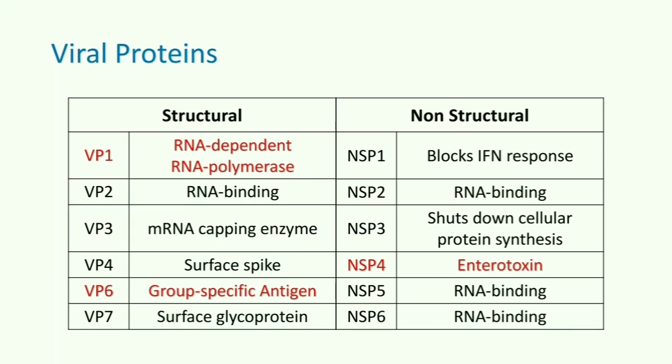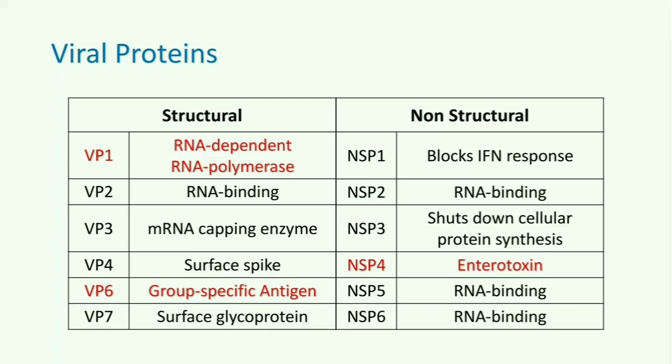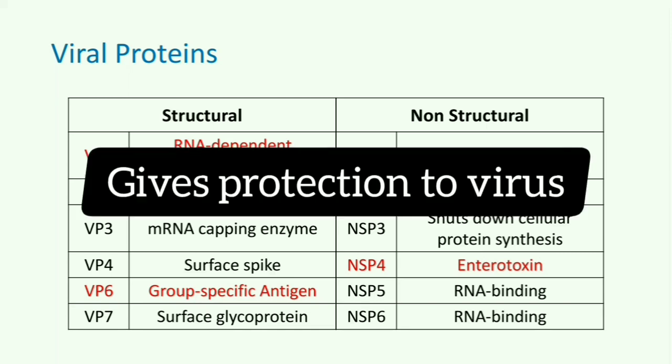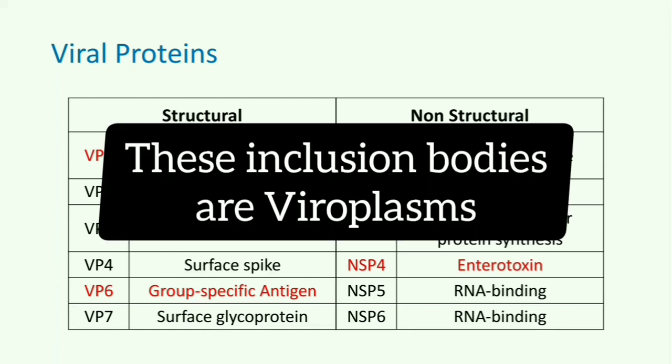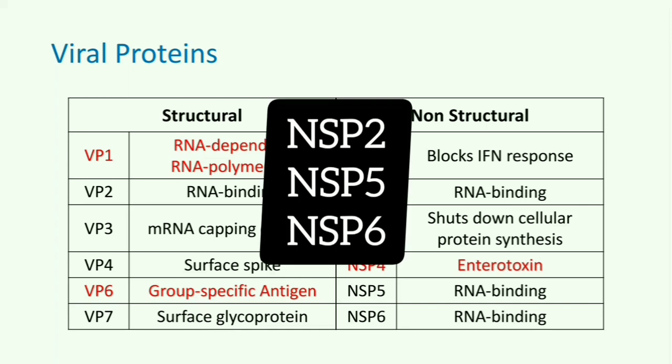So now the question arises, what is viroplasm? Rotavirus produces intracytoplasmic inclusion bodies in the host cell. These inclusion bodies act as virus factories, where the replication and assembly of virus particles occur. And these inclusion bodies also protect the viral mRNAs and proteins from destruction by host cell nucleases and proteases. These inclusion bodies are called viroplasms. So the viroplasms are formed by NSP2, 5 and 6.